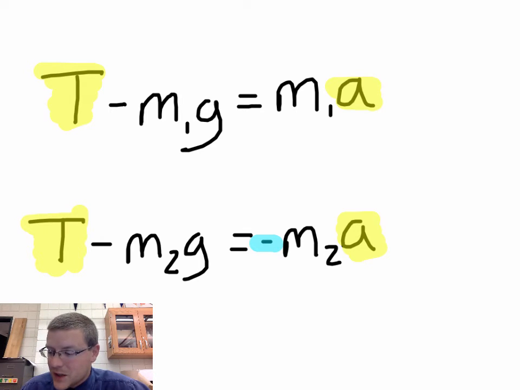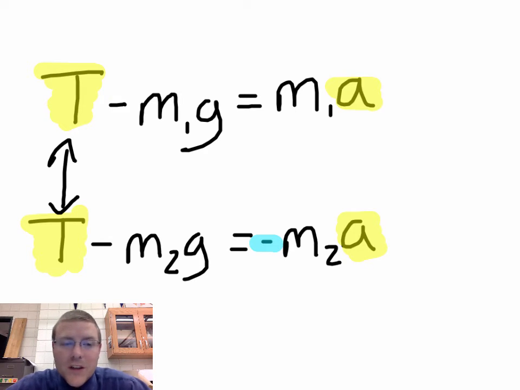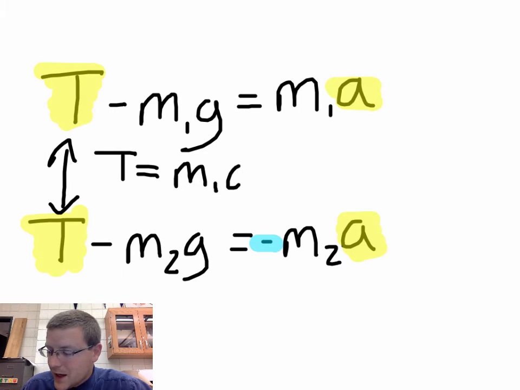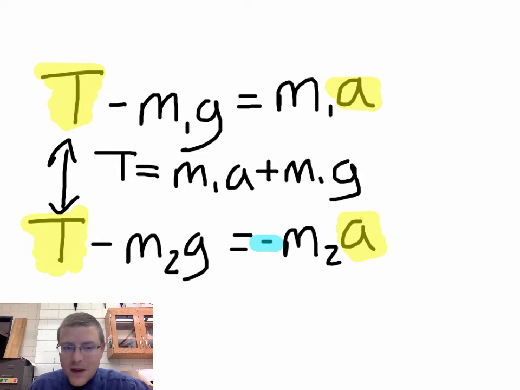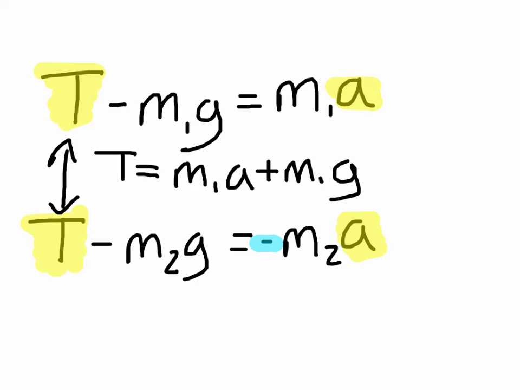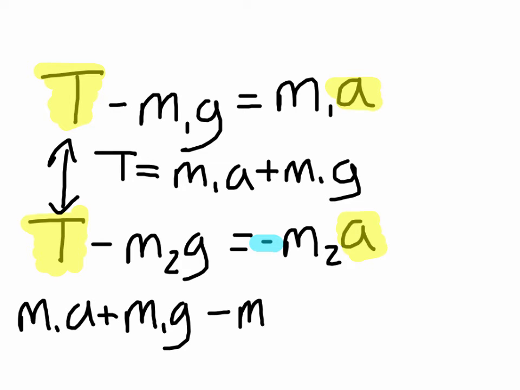And we've seen this multiple times now. So what we're going to do is set some values equal to each other. If I want to solve for the acceleration, put the tensions equal to each other. And what that will give you is, I'll solve for T1, the top one. That'll give me M1A plus M1G. And I'm going to take that and plug it into my second equation. So I'll get M1A plus M1G minus M2G equals minus M2A.